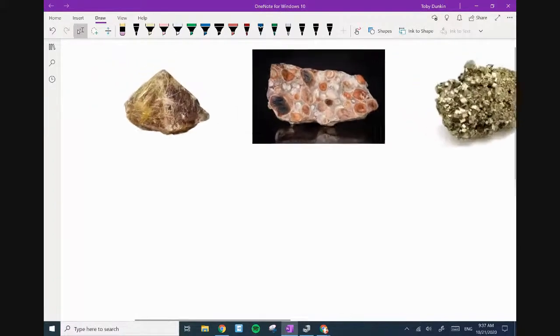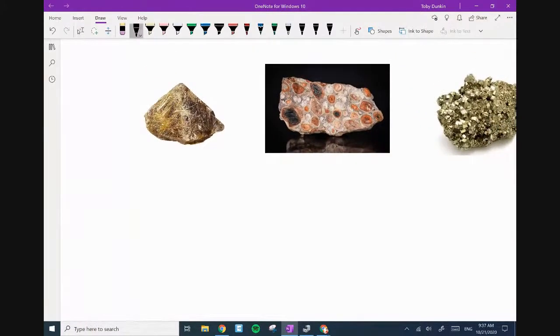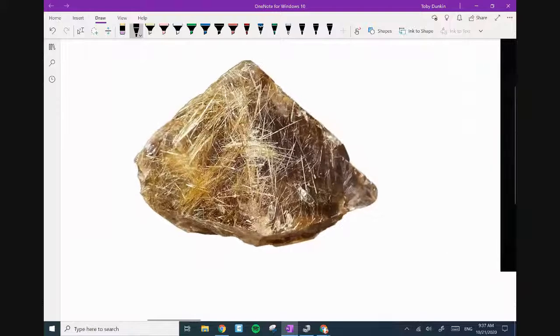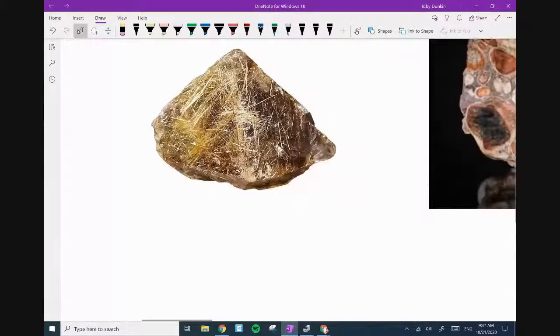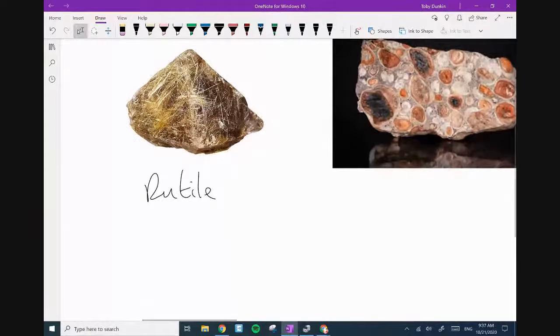So the first one is called, now, by the way, some of these you guys have to know. I'll let you know which ones you need to know. So the first one, which is this guy, this is a rock called rutile. Rutile. Now that's actually a really unusual name. It does actually have a second name. It can sometimes be called ilmenite, but rutile is its more common name. Don't ask me why they gave it such a bizarre name. Now this rock is the ore for titanium.